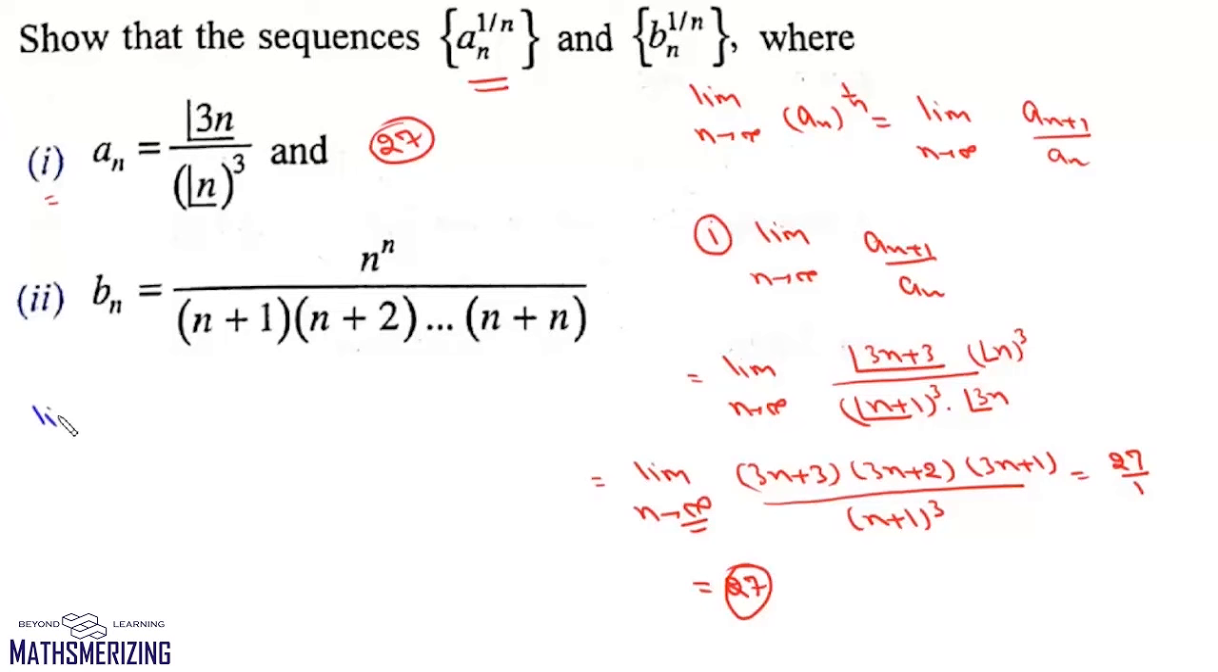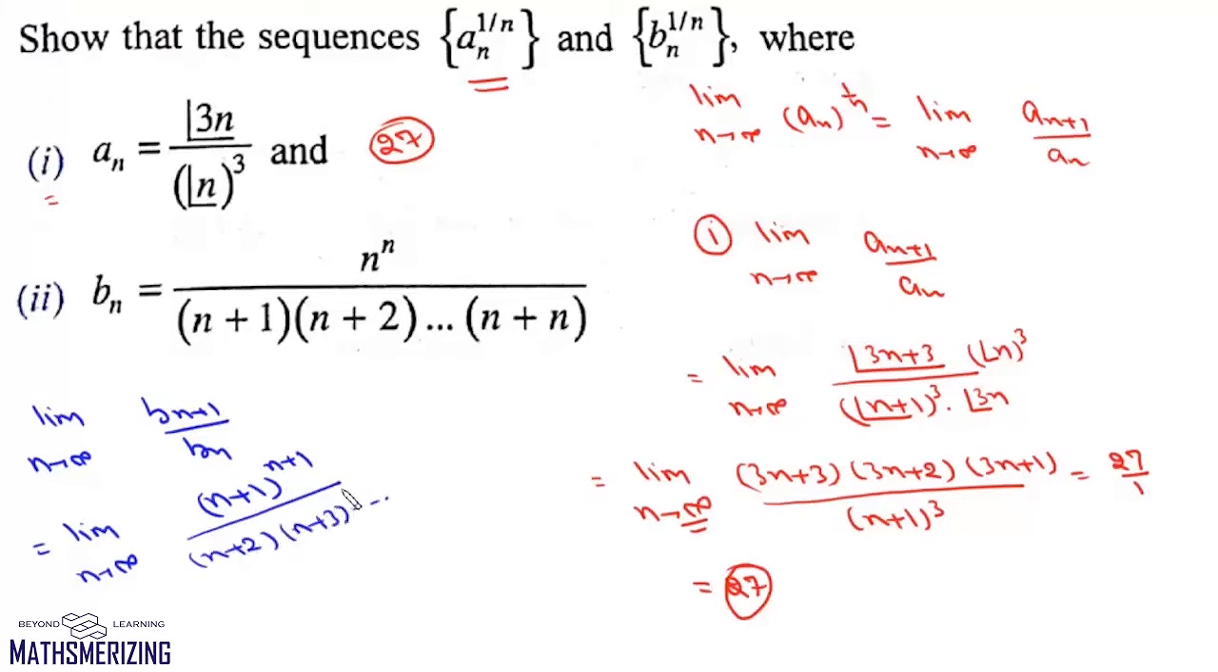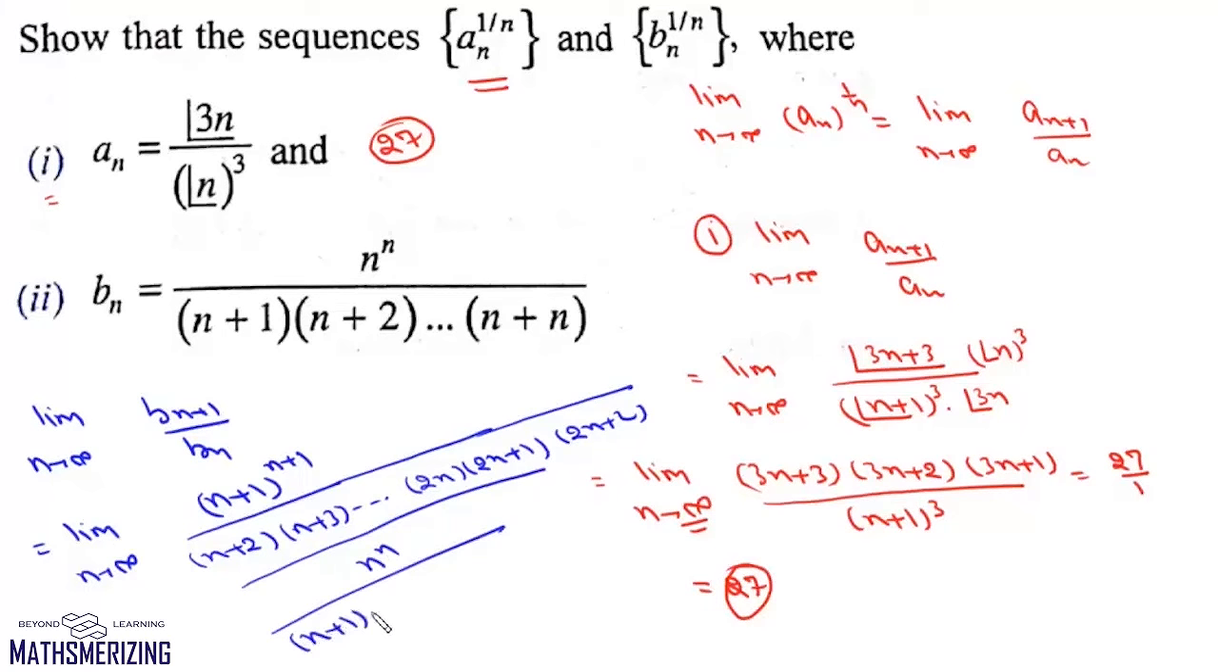Now again for the second one, we can write this as limit n tends to infinite bn plus 1 upon bn. Now bn plus 1 is n plus 1 to the power n plus 1 upon n plus 2, n plus 3 up to 2n plus 1, 2n plus 2, divided by bn, and bn is n to the power n upon n plus 1, n plus 2 up to 2n. Now n plus 2, n plus 3 up to 2n will cancel.